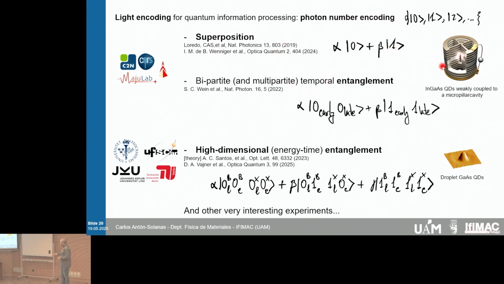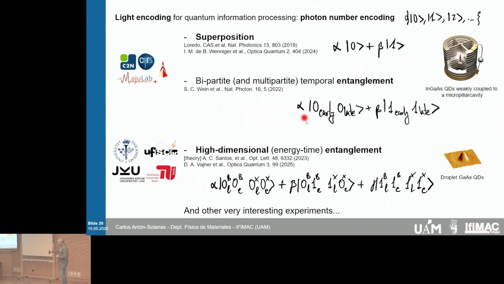Then the next question that we try to address is, from superposition we can jump into the simplest type of bipartite entanglement, that we did in this case in time. And then from there I will discuss some theory results and also partially experimental results where we can scale this complexity in entanglement in order to have photon number encoded states entangled in energy and time.